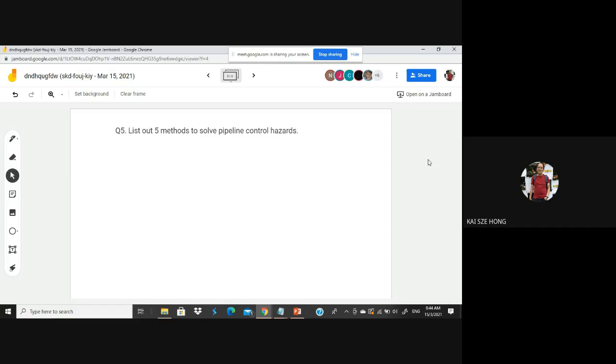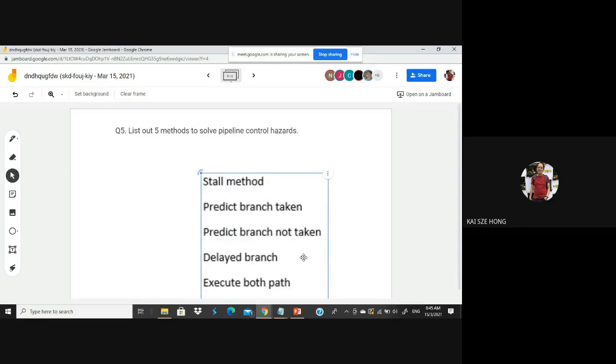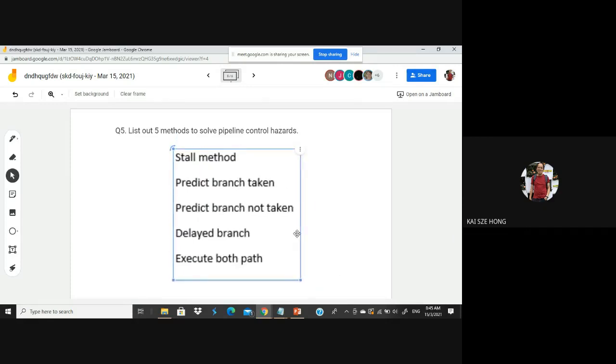So let's look at your lecture notes to see all those five methods. Last time we have already done the delay branch. I will explain the delay branch and also other things. Thank you Xu Pian for answering this. Yeah, very good. This is a stall method. Next, we have the store method. Predict branch taken, predict branch not taken, delay branch, execute both paths.